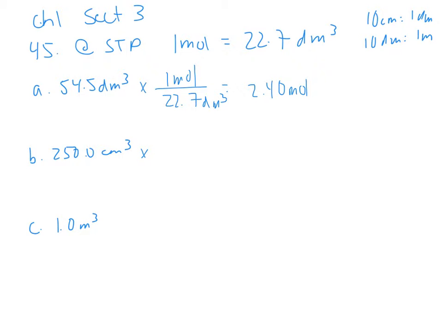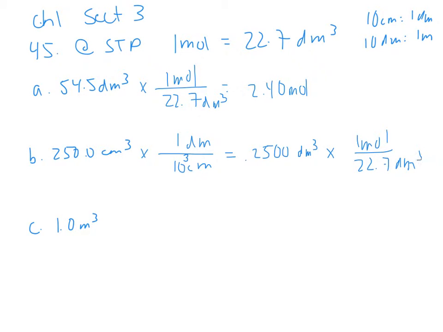For part B then, I've got 250 centimeters cubed, so before I can use Avogadro's constant, I need to change to decimeters cubed. Well, if there are 10 centimeters in 1 decimeter, I need to cube this. Well, 1 cubed is still just 1, but this can become 10 to the third, so I really am dealing with 0.2500 decimeters cubed.